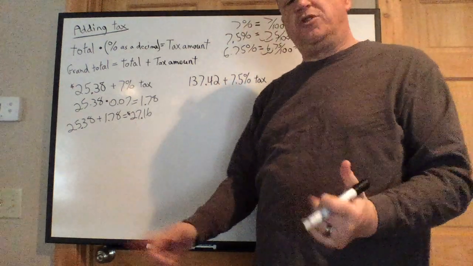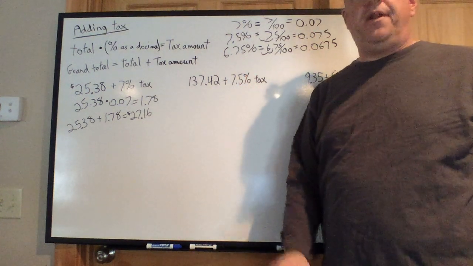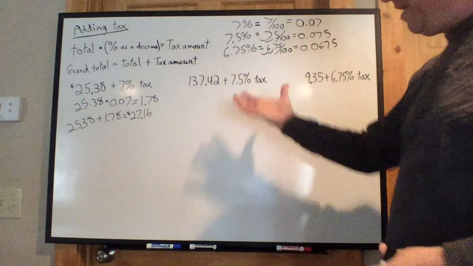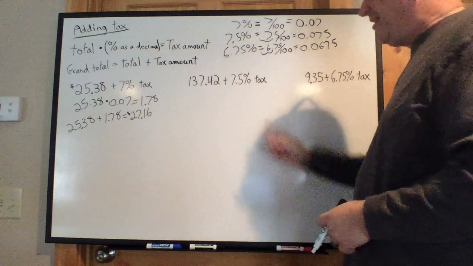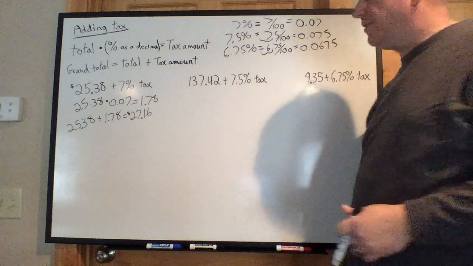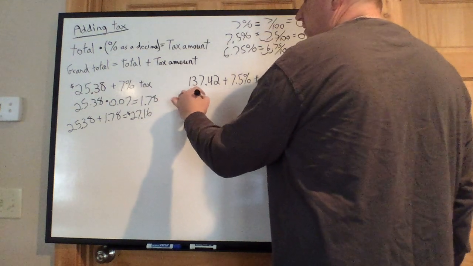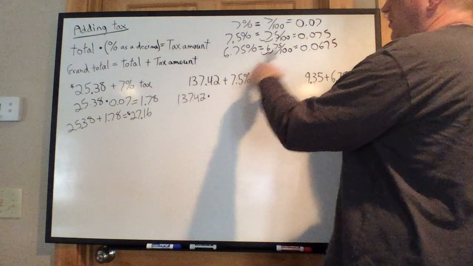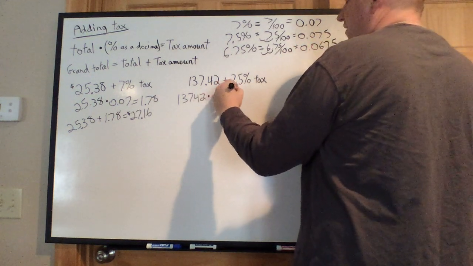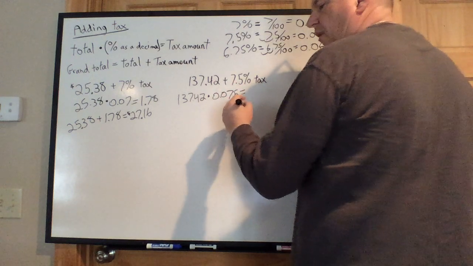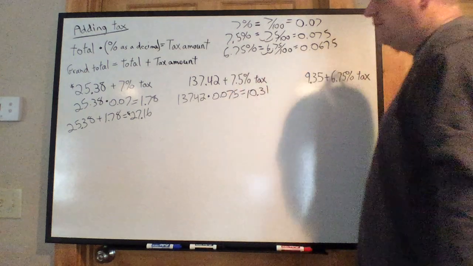All right, so now let's look at another one. You've gone to Lowe's or Home Depot or one of your home improvement stores and you had to buy a bunch of things. So now we've got $137.42 at 7.5% tax. So again, $137.42 times my decimal equivalent, which we've already figured up here, 0.075, which gives me $10.31 of tax on that $137.42 total.